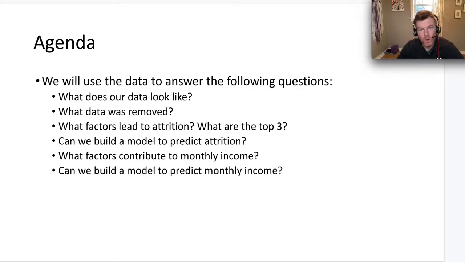Today, we're going to talk about how we're using our data set to answer the following questions. What does that data set look like? Are we able to remove observations or variables right at the beginning, before we even start to look at relationships across that data? What factors lead to attrition? Are we able to identify the top three? Can we build a model to predict attrition? And then also, what factors contribute to monthly income? And can we build a model to predict that monthly income?